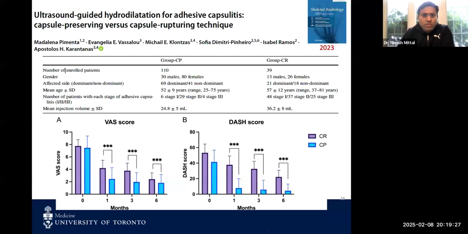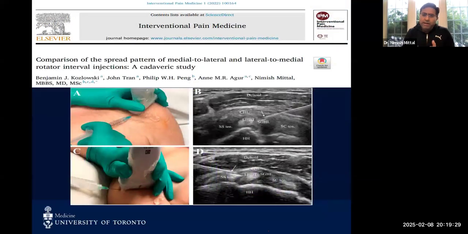So because of that, we changed our practice. Now we don't do any injection using a medial to lateral approach. We only approach it from a lateral to a medial perspective. Because in the medial approach, there was a 60% frequency of staining, but in the lateral approach, there was 100% staining, which we found in all the cadavers that we injected.